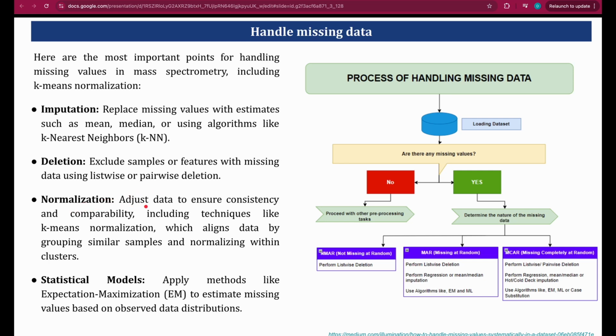Then comes normalization. In normalization, as we have seen, you have to adjust the data to ensure consistency and comparability, for which you can use techniques such as k-mean normalization, which aligns the data by grouping similar samples and normalizing within the clusters. It will see to which cluster that value falls, and in that way it will be able to replace or normalize your data, so that you do not have to deal with the missing value. It will normalize your entire data set.